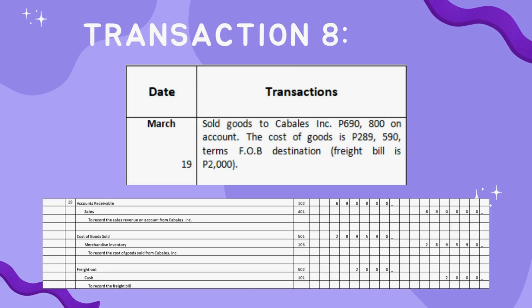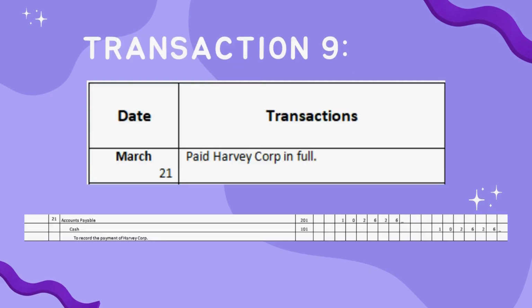Transaction 9, March 21, paid Harvey Corp in full. In the General Journal, accounts payable will be debited with 102,626 pesos and cash will be credited with 102,626 pesos.